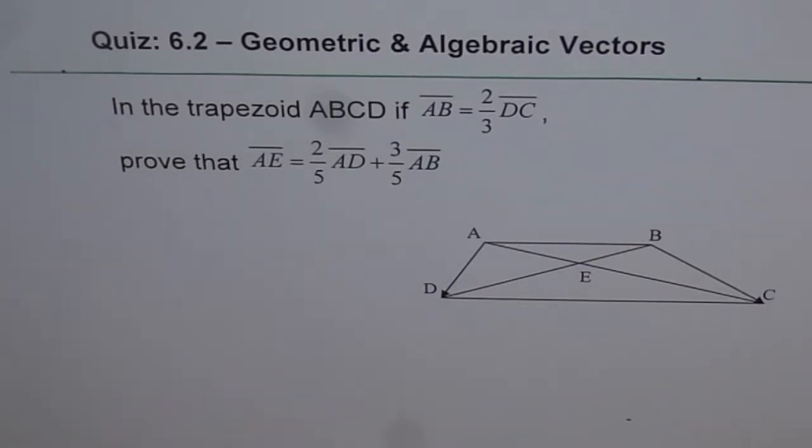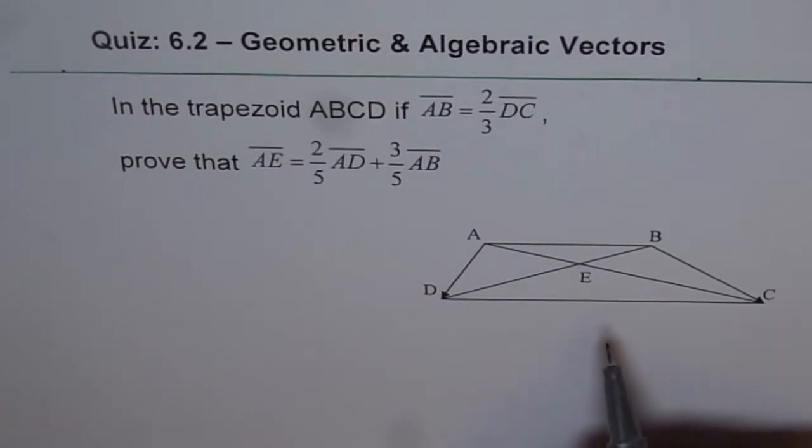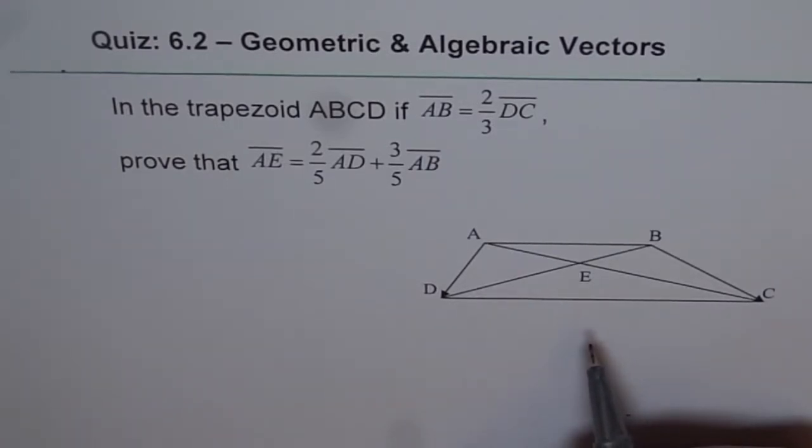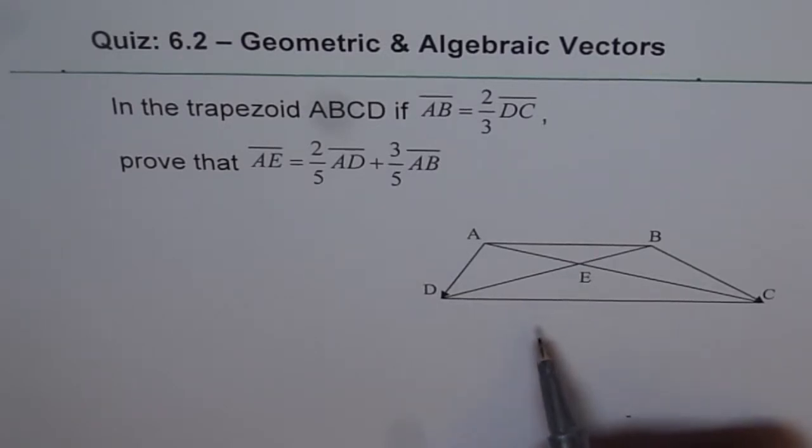Now the strategy which we are going to follow here is of similar triangles. You remember that similar triangles have sides in a fixed ratio, correct? So ratio of sides is constant. So in a way they are scalar multiples. So that is how similar triangles and scalar multiples are related, right? So let's look into the statement.